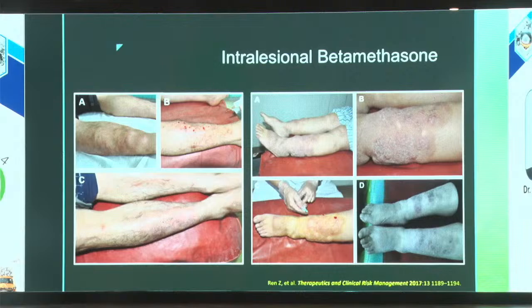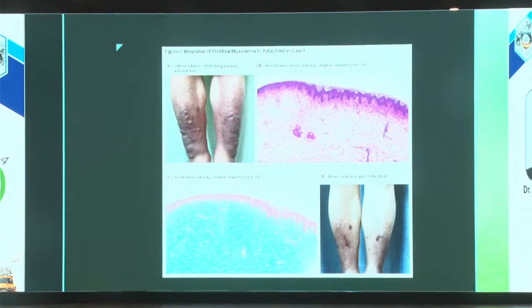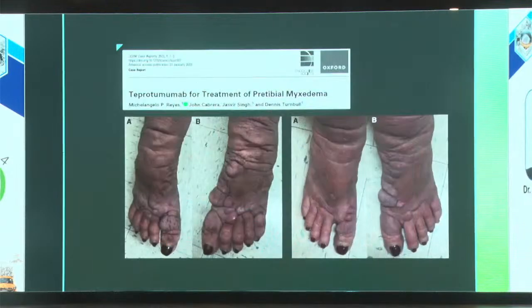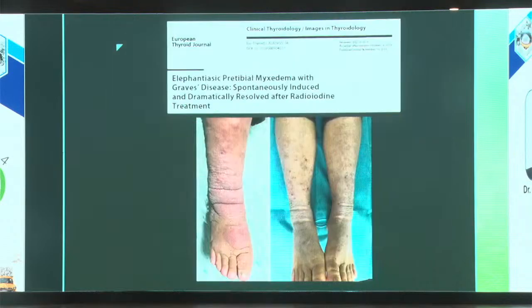Intralesional betamethasone is the standard modality of treatment that gives a significant degree of benefit, unless it has gone into a stage of elephantiasis. Some reports are there that tofacitinib has also shown benefit, but only a handful of reports. Teprotumumab, like in thyroid orbitopathy, has also been used and has shown benefit in only one patient as far as I can access the reports.